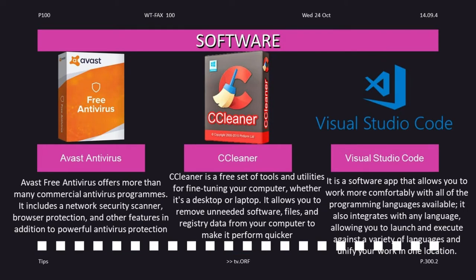Now we are moving on to the software. According to Nawal, she wanted software for utility, programming, and authoring. These are some software that we recommended. The first software is a utility software, which is Avast Antivirus. The Avast free antivirus offers more than many commercial antivirus programs. It includes a network security scanner, browser protection, and other features in addition to powerful antivirus protection. Given that it is free, it is an outstanding set of security features.